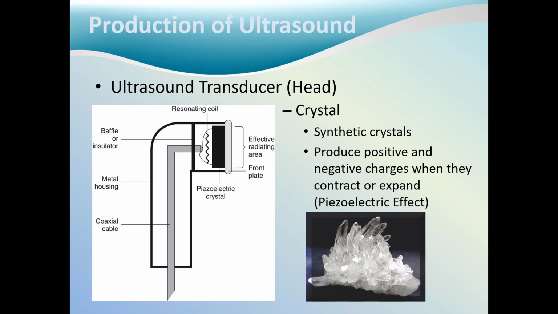When an alternating electrical current is passed through the crystal, it expands and contracts, creating what is called the piezoelectrical effect. There are two forms of the piezoelectrical effect. The direct piezoelectrical effect is the creation of an electrical voltage across the crystal as it is compressed or expanded. The reverse piezoelectrical effect is the effect created from an alternating current running through a crystal, resulting in a compression and expansion of the crystal.